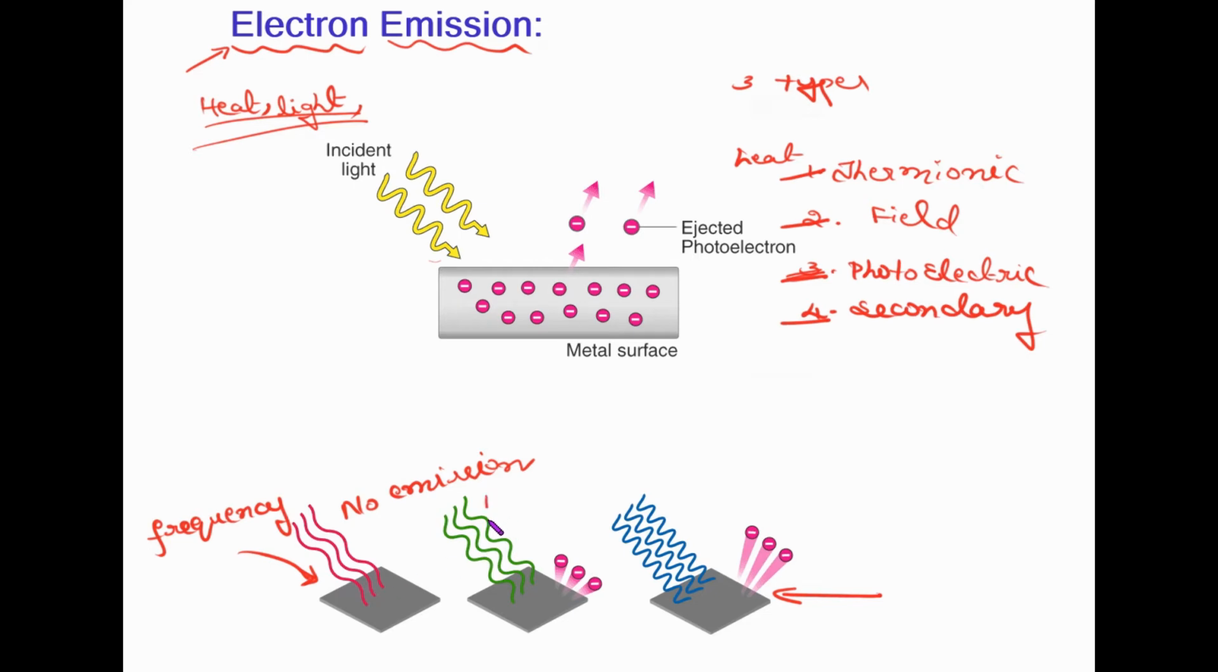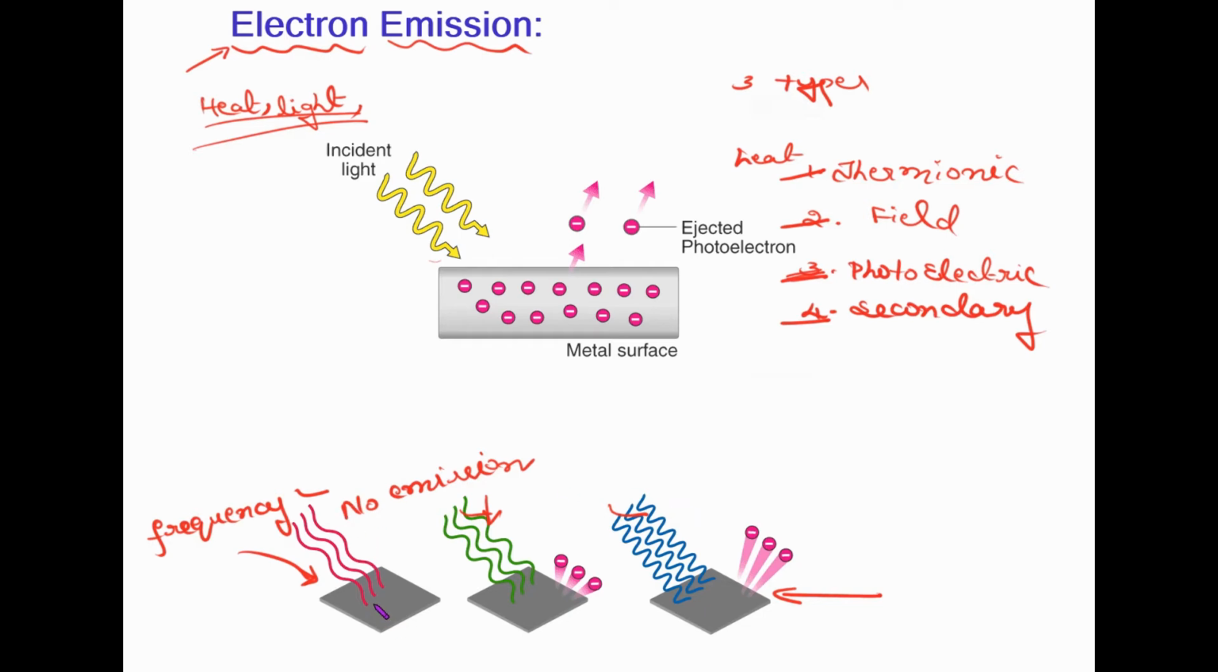Okay, whereas if you see this diagram, here electrons are emitting with more energy. So there is a difference in frequency. The wavelength is different and the frequency also differs. Here the frequency is less, and here the frequency is increasing, it is higher.